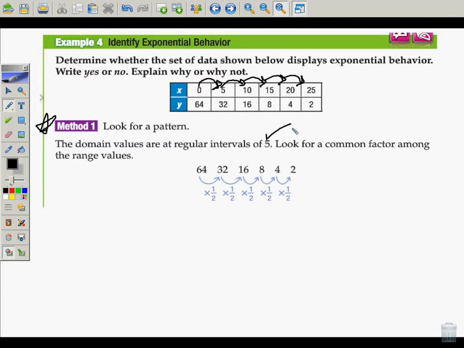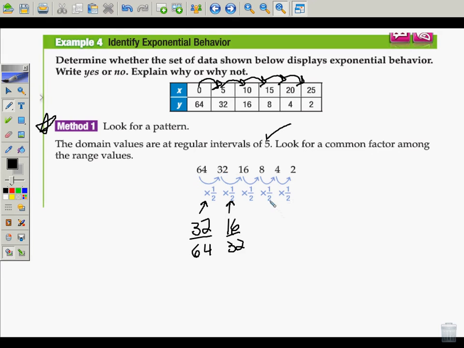Now we're going to look for a common factor among the range values. Well, for 64 to 32 to 16 to 8 to 4 to 2, what we're trying to see is is there something I'm multiplying by every single time to get the same thing? So how to get this multiplication, you can just do 32 divided by 64. You get 1/2. So 64 times 1/2 is 32. Same thing, 16 divided by 32 is 1/2. So if you do 32 times 1/2, you get 16. So on and so forth.